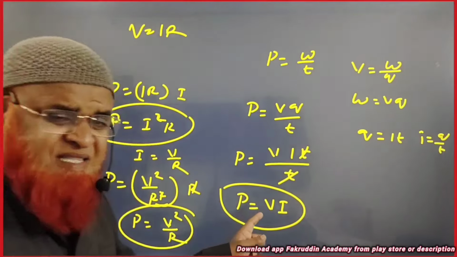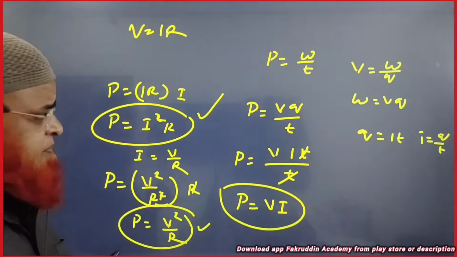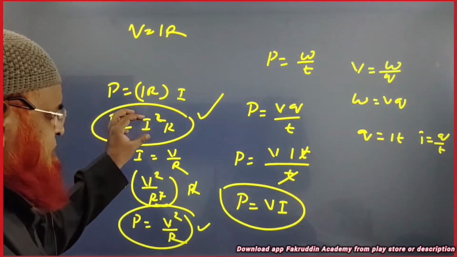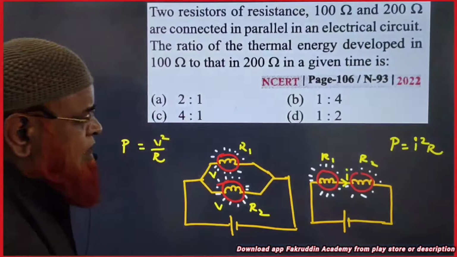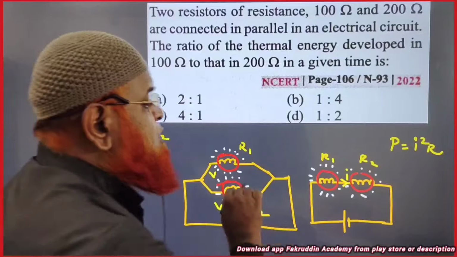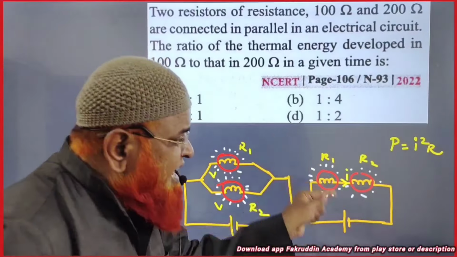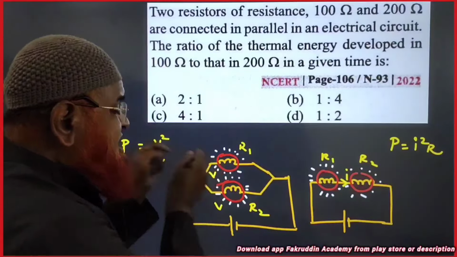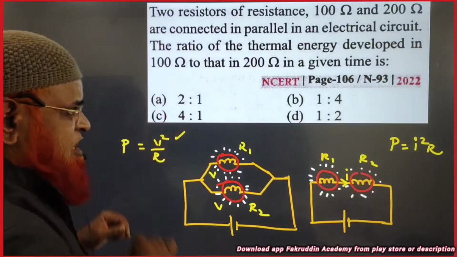Here, when is this formula applicable and when is that formula applicable? See here, current is present here. So this formula is applicable when the series connection is present and the current passing is the same. When the current is same, we apply this formula. When parallel connection is given, potential is same. When potential is same, we'll apply the formula in which potential is present.